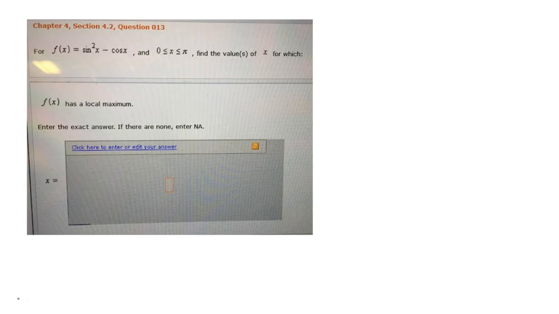Okay, this should be the last one. It says, for this function and this interval, find the values of x for which we have a local max, and so on. So if we know that f of x equals sine squared x minus cosine x, let's take the derivative.